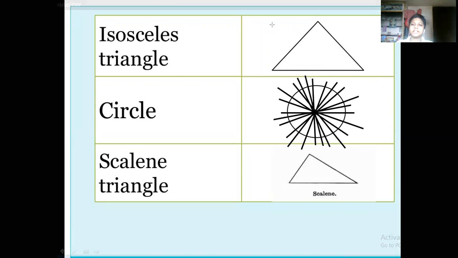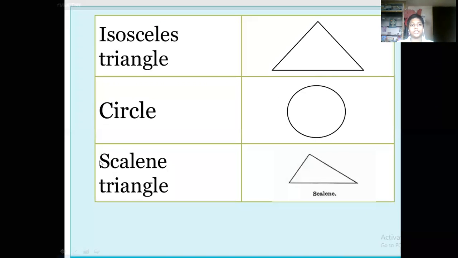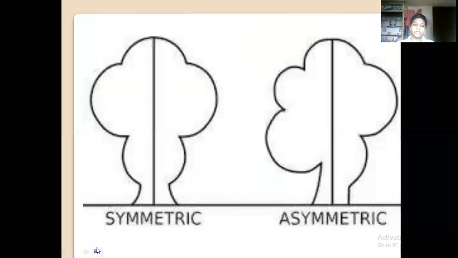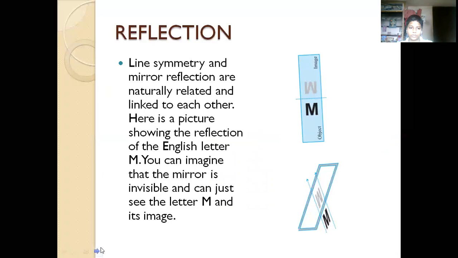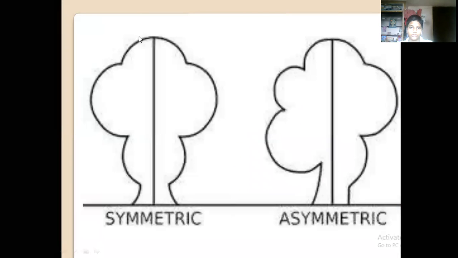Scalene. We had shown scalene has zero lines of symmetry. This is a small thing. Symmetrical. See now, we have this part common to this part. So this is symmetrical and this is asymmetrical. Symmetrical means if an object has a symmetry, that is known as a symmetrical object. If an object does not have a symmetry, that is known as an asymmetrical object.